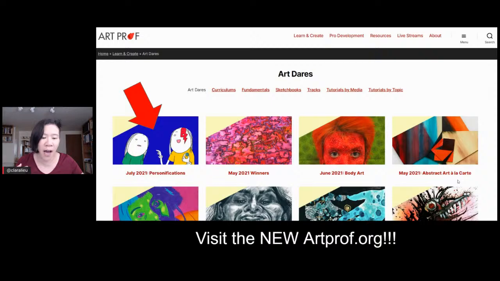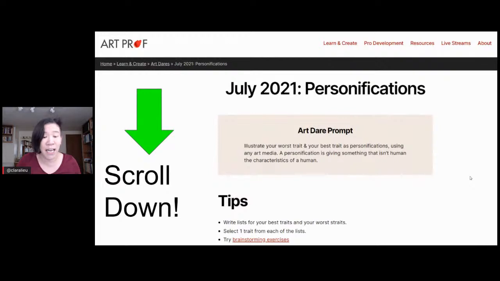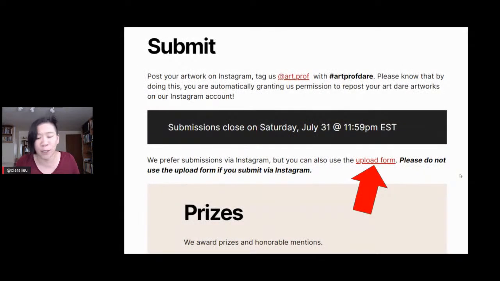But you'll see July is in the upper left-hand corner. And that page basically has all kinds of resources for you. So some of the films and TV shows we mentioned, some of the artists, we have links, we have the prompt written out, we have tips, different videos that we think are going to assist you. So it's really worth it to visit the site because it's all in one place.